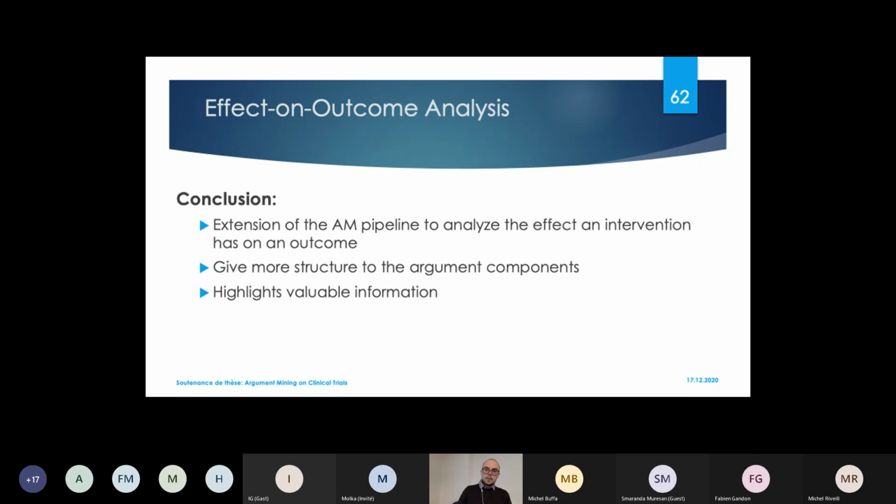And to conclude this part, this effect analysis module is an extension of the argument mining pipeline, and it gives more structure to the extracted information with respect to machine readability, and it highlights important concepts. So the effects an intervention has are the central information doctors want to know. If you as a doctor want to get a quick overview of a clinical trial, the effects of the interventions are one of the first pieces of information you're looking for.